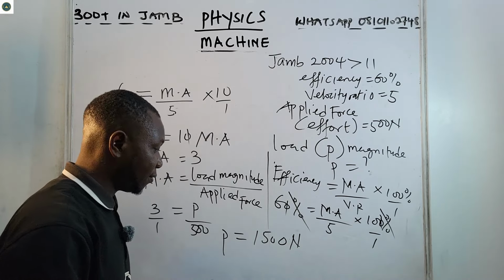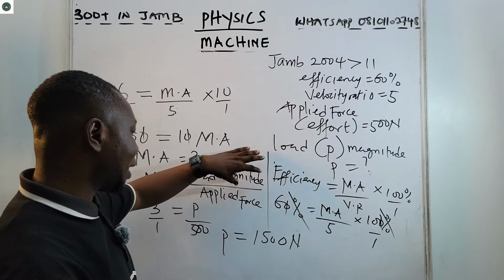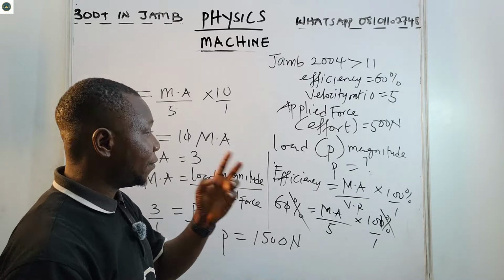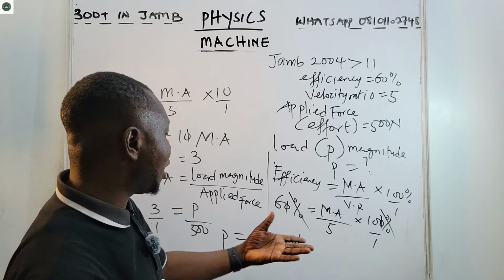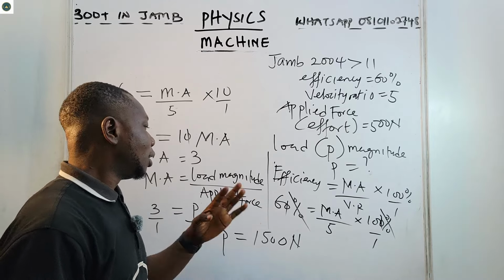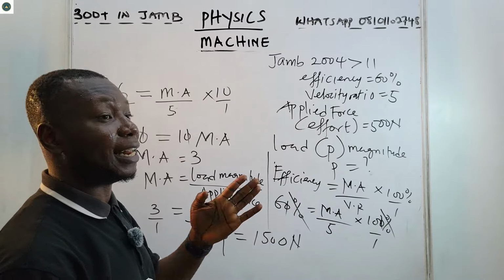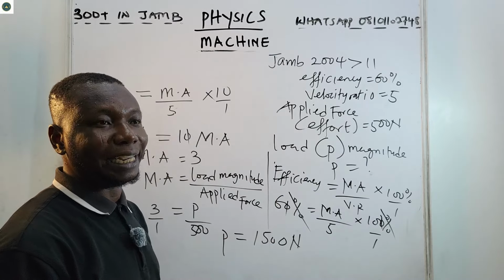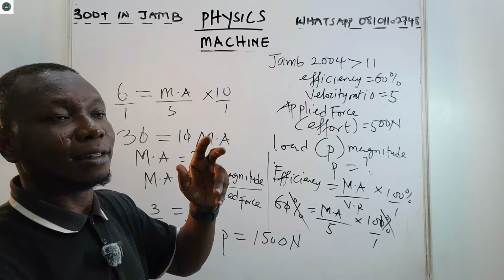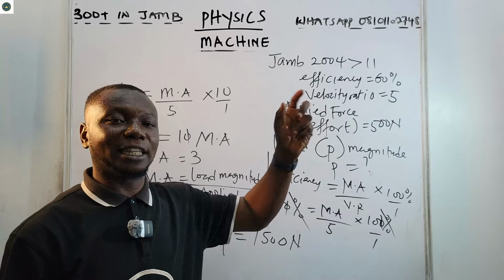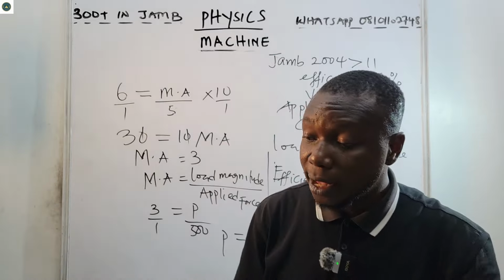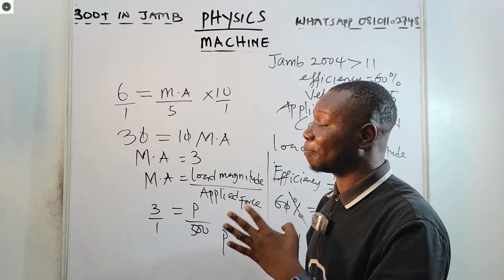So what do you observe? We observe that the load magnitude is greater than the applied force. Machines are designed in such a way that little effort can raise a very gigantic load. That doesn't mean that a mechanical advantage of less than 1 is not appreciated. It's appreciated in the sense that there will be an increase in speed. When the mechanical advantage is less than 1, it means that speed is being appreciated.